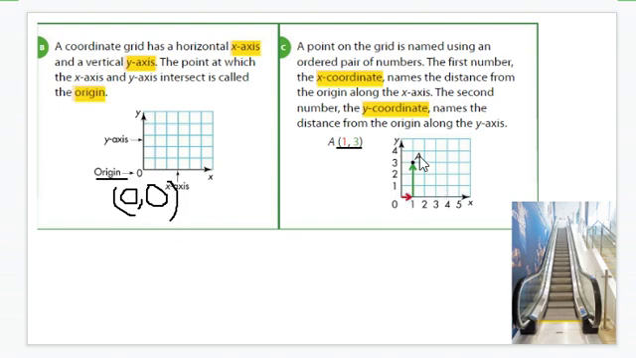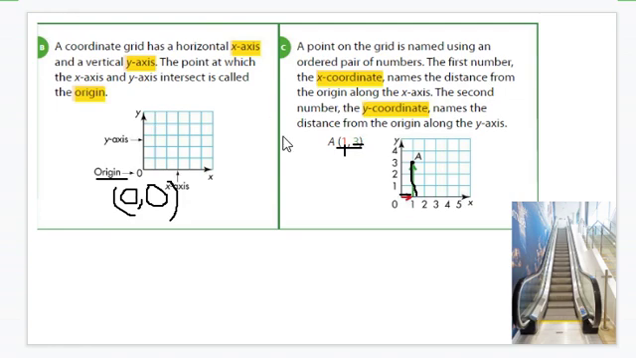All right, so this point right here is point A. Point A, you go over 1. So your first number is 1. Then you go up 3. So your second number is 3. So the ordered pair for A is 1, comma, 3.